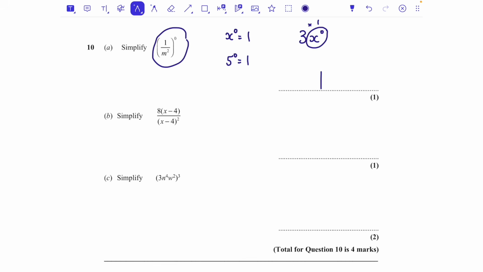For part B, I've got 8x minus 4 on the top and then x minus 4 squared on the bottom. Now remember what that x minus 4 squared means. When we square a bracket, we're actually writing it out twice.